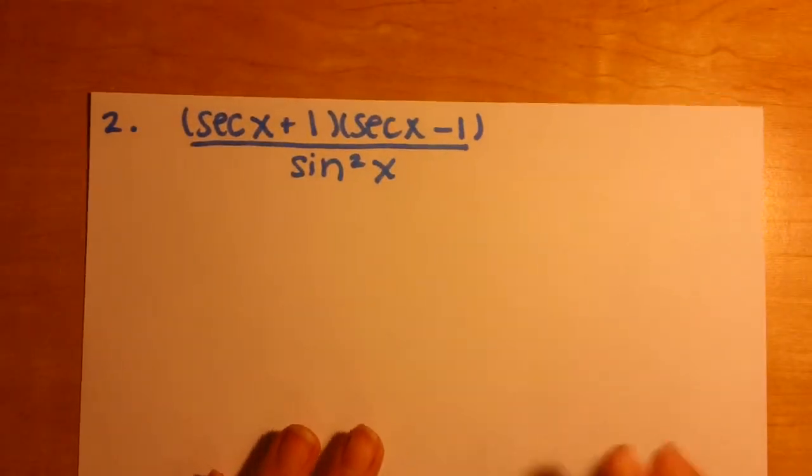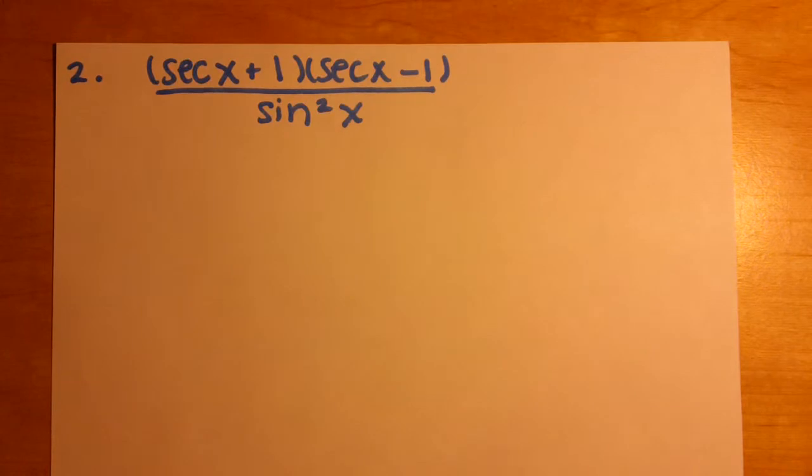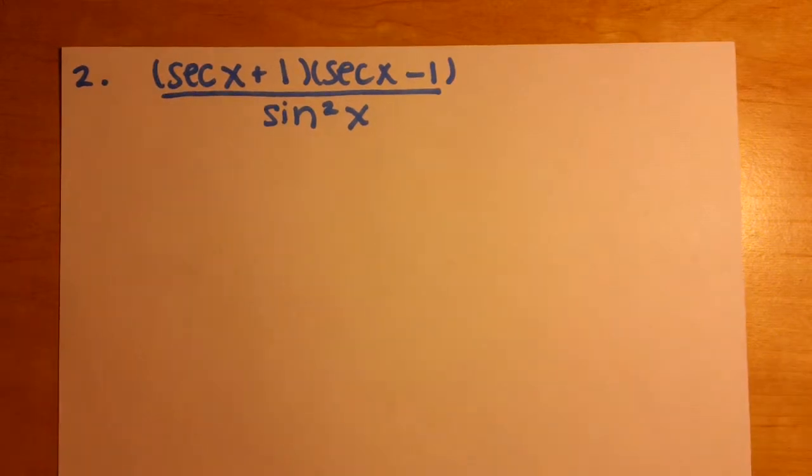It's not one way to do all of them. You might find a different way to do it than I'm doing right now. So our second one is going to be secant of x plus 1 times secant of x minus 1 all over sine squared x. So let's distribute this here.